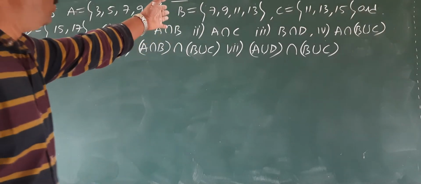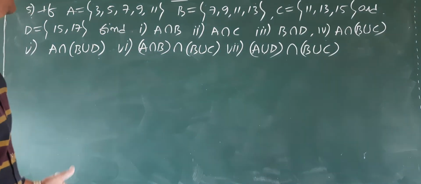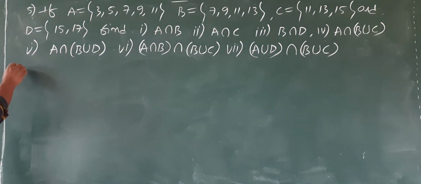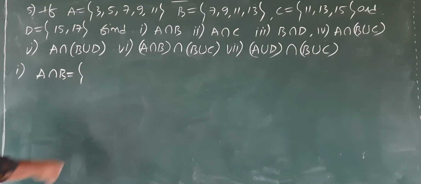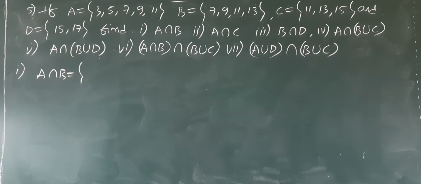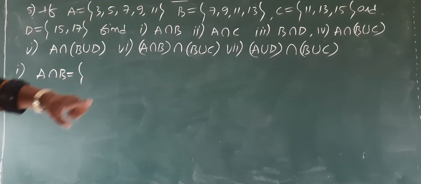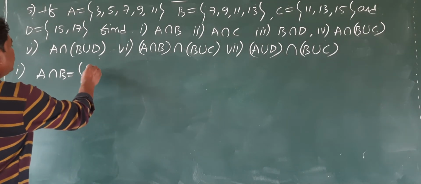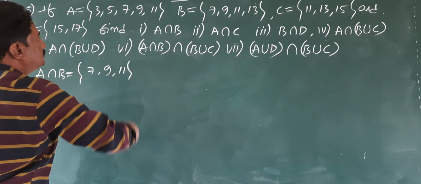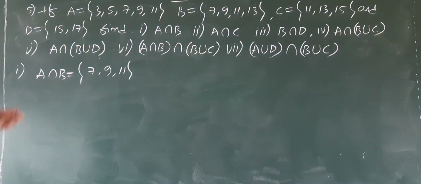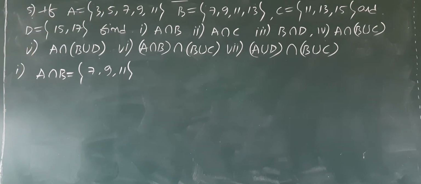Students, let us solve one more simple question. In this, we are just finding intersections, so easy. First question is A intersection B. Finding intersection means finding common elements. So tell me the common elements from both A and B. 7, next 9, next 11. So 7, 9, 11 are the elements common to both A and B. This is A intersection B.